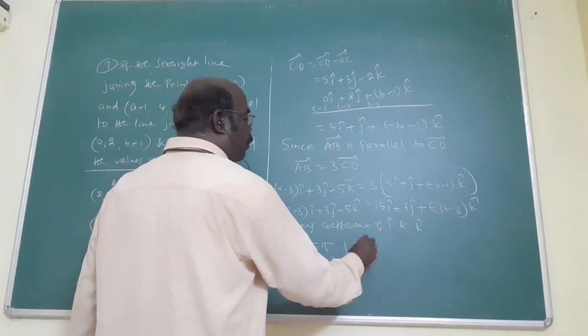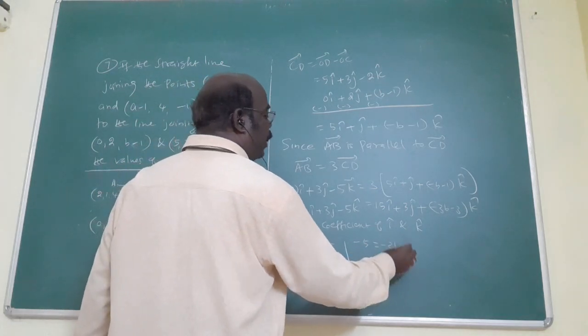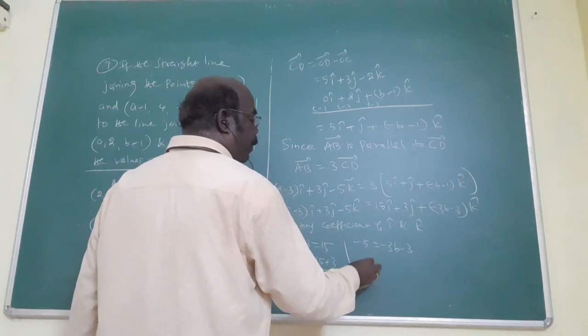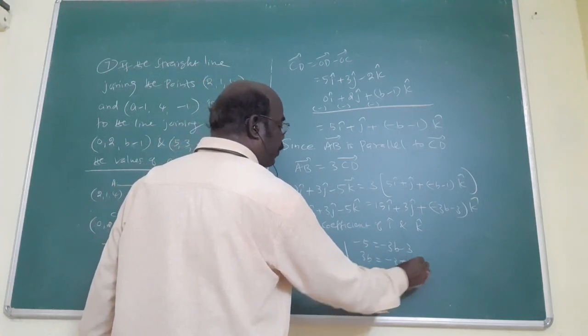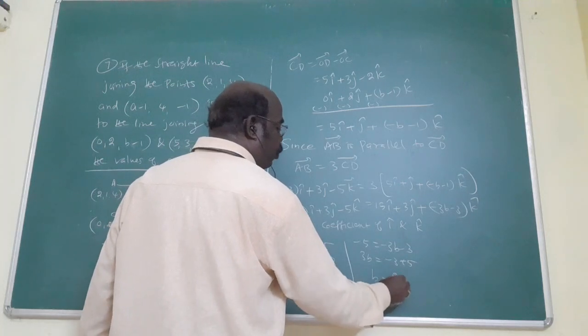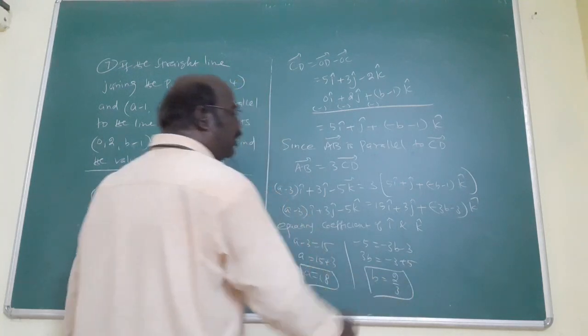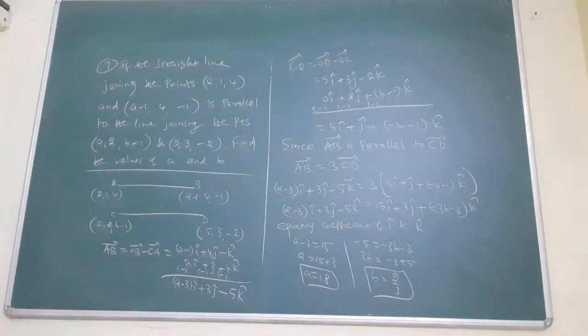Next, minus 5 equals minus 3b minus 3. We want b known. 3b equals minus 3 plus 5, so b equals 2 by 3. In this way you equate both. That is the answer: a equals 18, b equals 2 by 3. That is the answer.